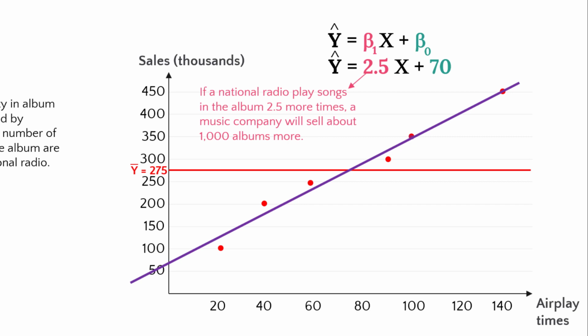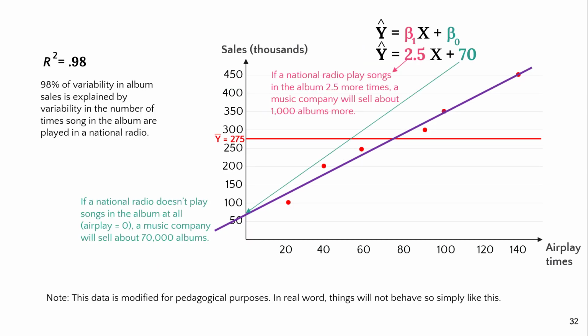The bigger the beta sub 1, the stronger the relationship between predictor variable and outcome variable. Number 70 is beta sub 0. It tells us that if a national radio doesn't play songs in the album at all, airplay equals 0, a music company will sell about 70,000 albums.